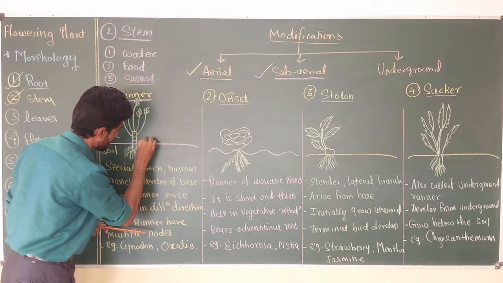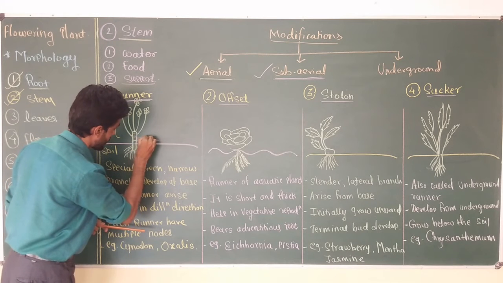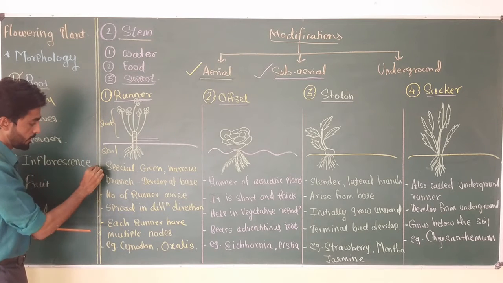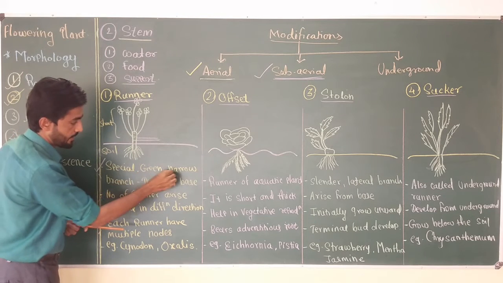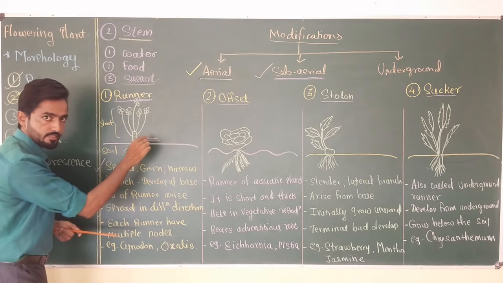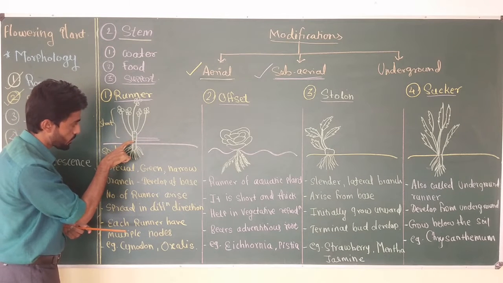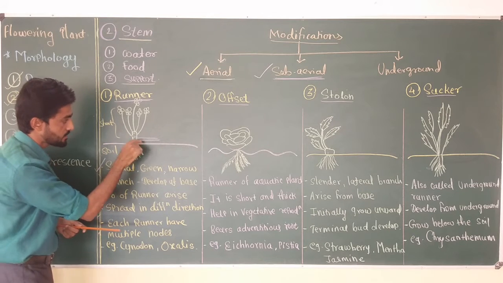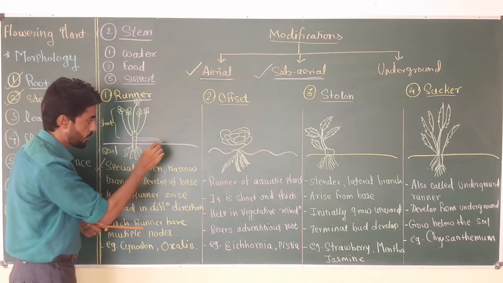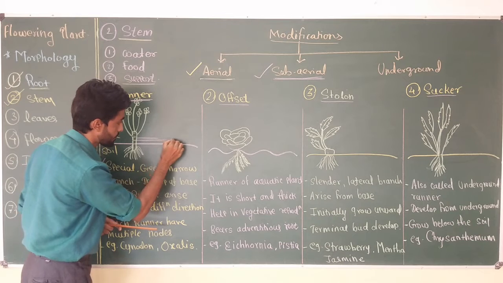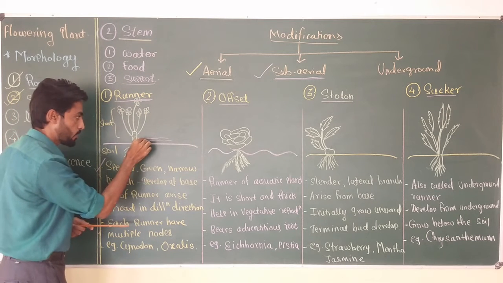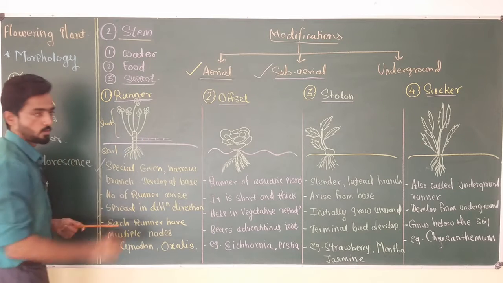Now here you can see, from the lower node of the stem, we know that the angiospermic stem has nodes and internodes, a branch arises, and this branch grows horizontally on the soil surface. So a special green narrow structure or branch is produced from the lower node at the base of the stem, and now this branch grows horizontally on the soil surface, and this branch also has nodes and internodes.